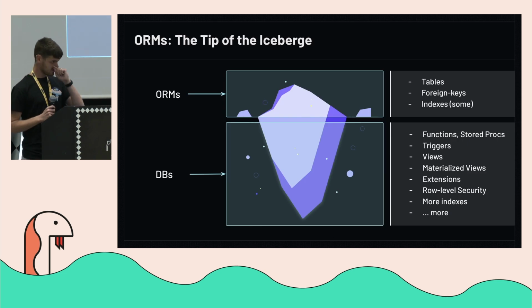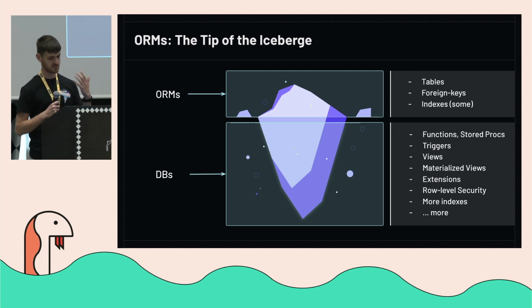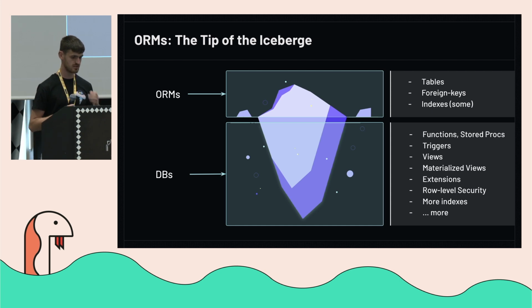So what it means for us is that as developers, when we use an ORM, we are only getting the tip of the iceberg of what we could actually get from our database. Typically, we have tables and foreign keys and some basic indexes. But what we are not usually getting in most of the ORMs is stuff like functions and stored procedures and triggers and views, etc. The list goes on.